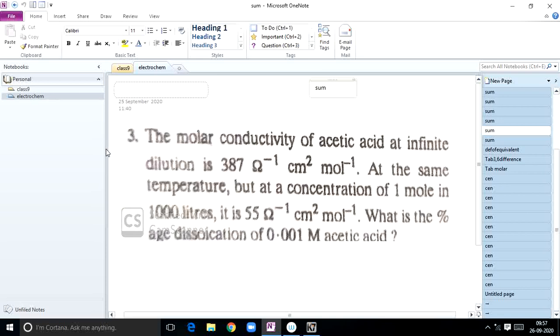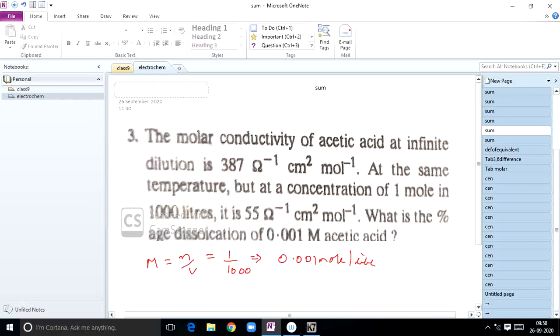So 1 mole in 1000 liters, students, what will be the molarity? Molarity is equal to n by V. So 1 mole in 1000 liters means here you can take 1 by 1000. That implies 0.001 mole per liter. You can take this. Next, that is the concentration.